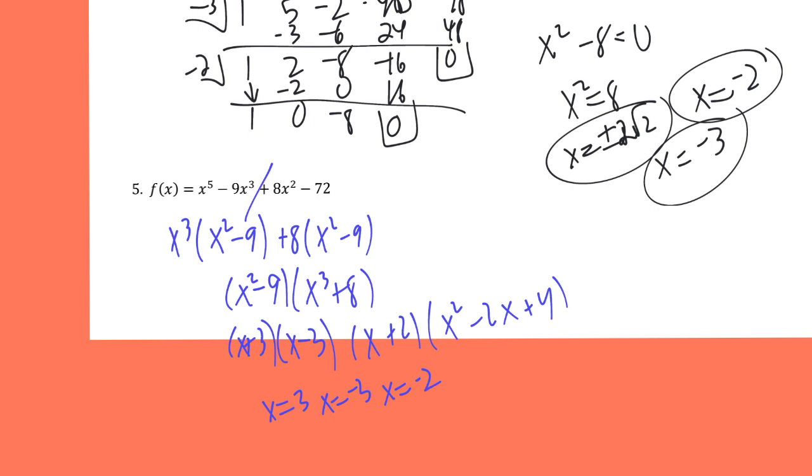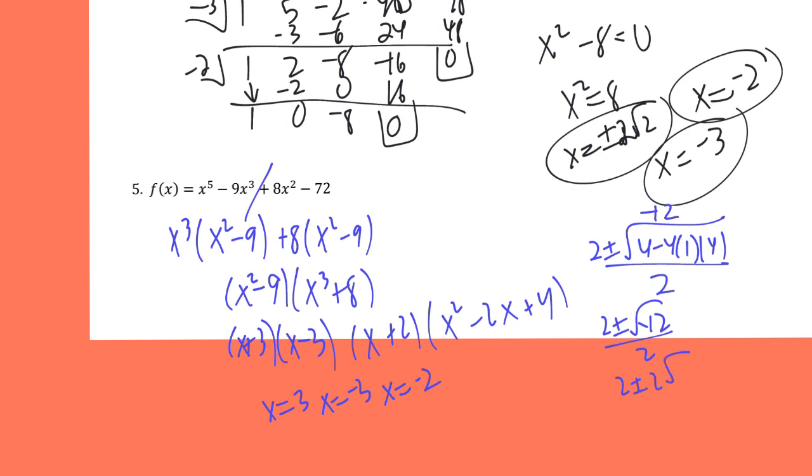To do this, you're going to complete the square or use the quadratic formula. So 2 plus or minus the square root of negative 12 over 2. So it's going to be 2 plus or minus 2i square root of 3 over 2. So it would be 1. So x is equal to 1 plus or minus i square root of 3. Okay, so there's two imaginary solutions. One is 1 plus i square root of 3. The other one is its conjugate, which would be 1 minus i square root of 3, and then plus or minus 3, and then 3. So 3 real solutions and 2 imaginary solutions.